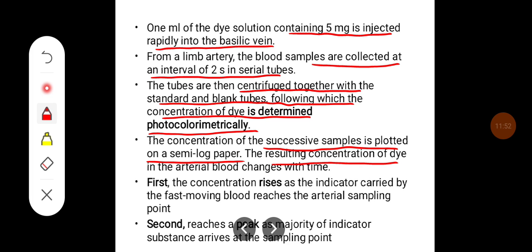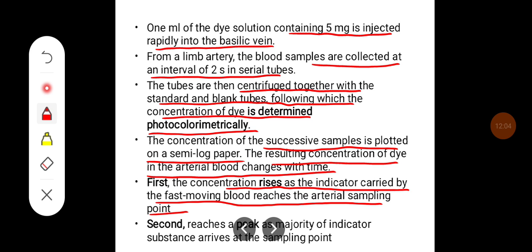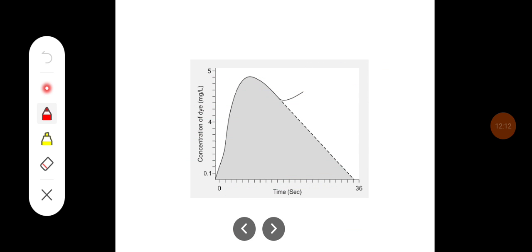The resulting concentration of the dye in the arterial blood changes with the time. First, the concentration rises as the indicator carried by the fast moving blood reaches the arterial sampling point. Second, it reaches peak as the majority of the indicator substance arrives at the sampling point. This diagram shows the concentration of the dye against the time.